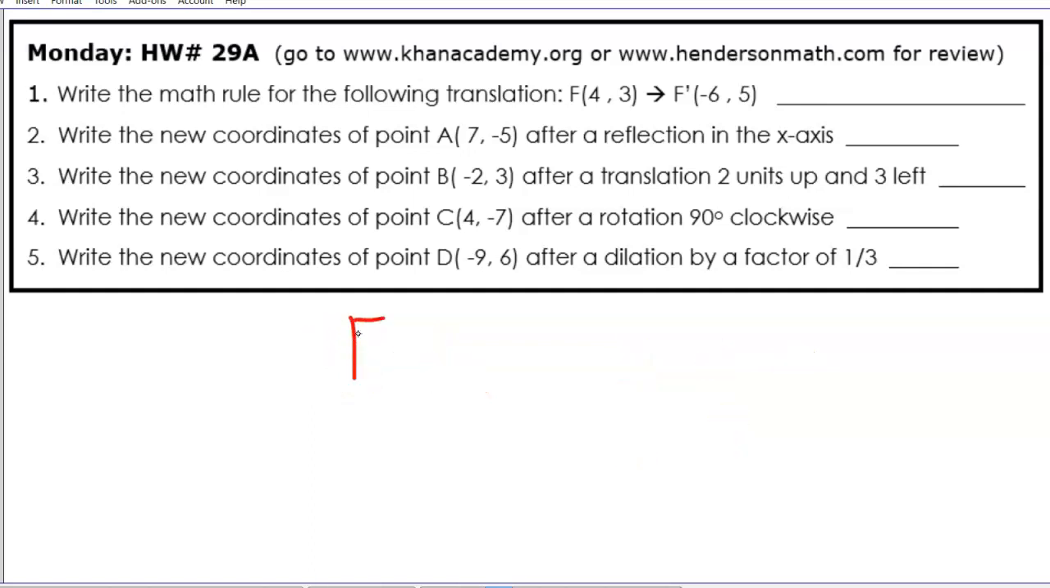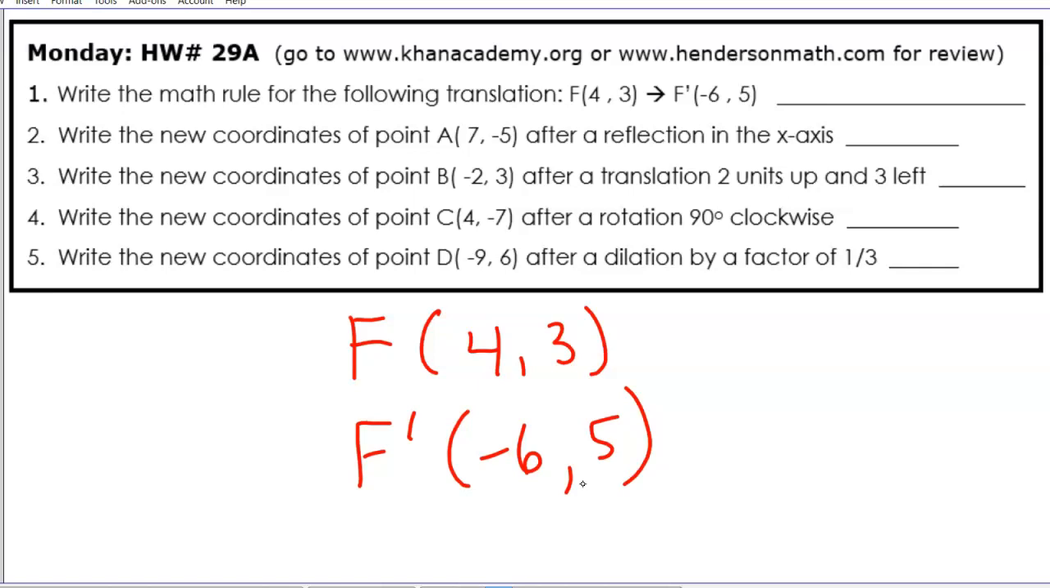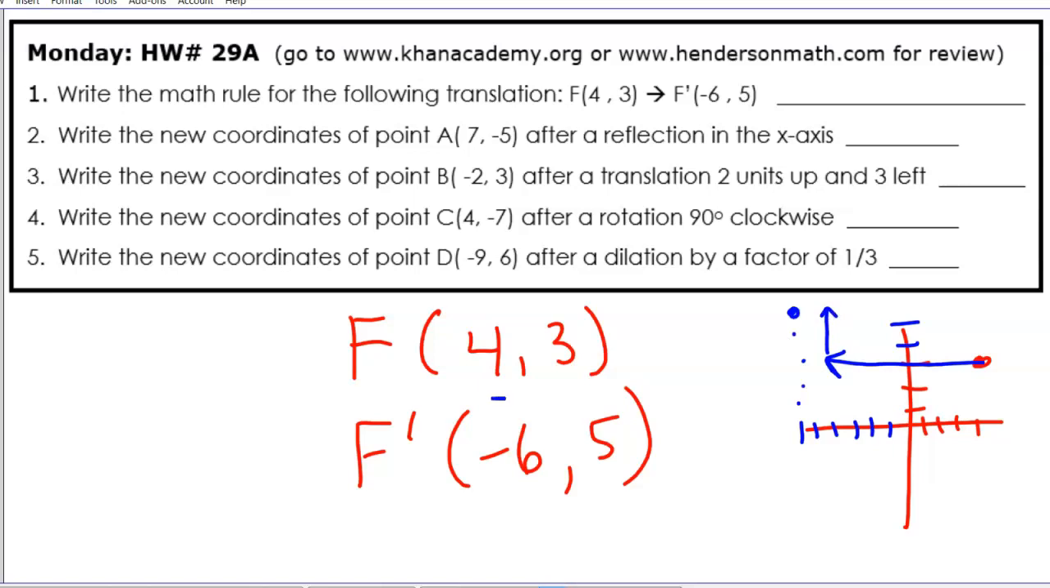So our first point F was located at 4, 3, and our second point F prime is located at -6, 5. So if you want, you could sketch yourself a little graph here. There's your original point, and then your transformed point, or your translated point. So we want to know how it moved from red to blue. And so it looks like we went to the left, and then it looks like we went up. So this one is to the left, and this number went up.